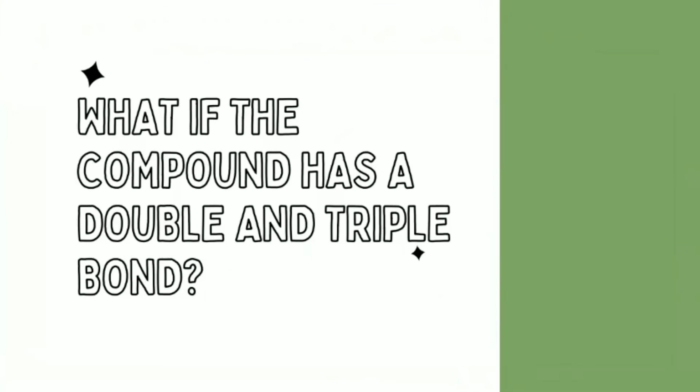What if the compound has a double bond and a triple bond? In some cases, double and triple carbon bonds are found in one compound. So, how do we name it? Here is an example.